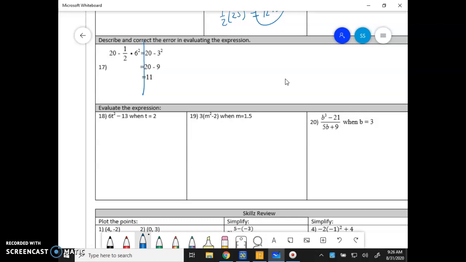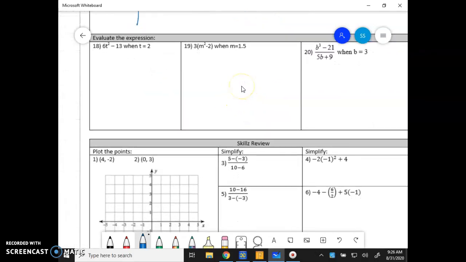Now, it looks like half of 6 is 3. So it looks like they multiplied before they used the exponents. Okay, so they didn't follow exponents. They multiplied before squaring. I'll write that down. Again, sorry about that handwriting.